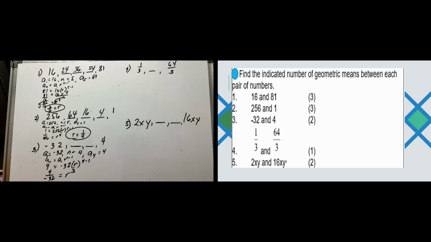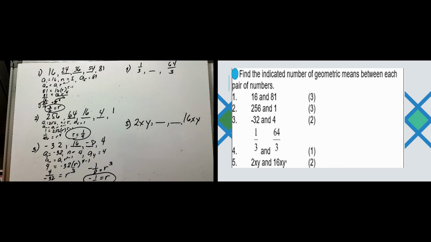And then, the lowest term of 4 over negative 32 is negative 1/8, which is your r cubed. Then get the cube root. So we're going to have negative 1/2. Okay? Negative 1/2. So if we have the negative 1/2, we're going to have negative 32, 16, and negative 8.